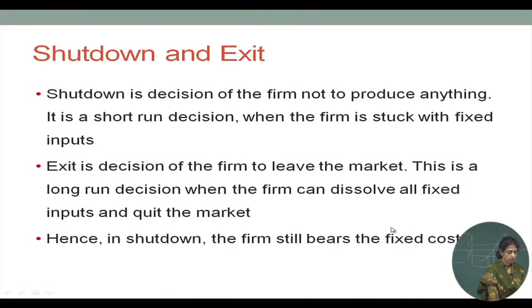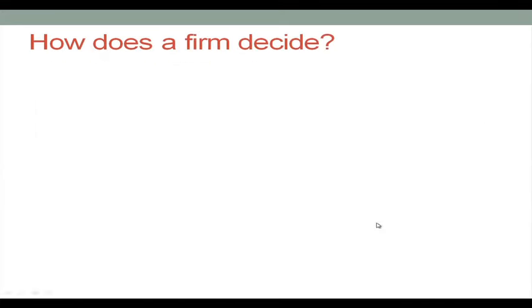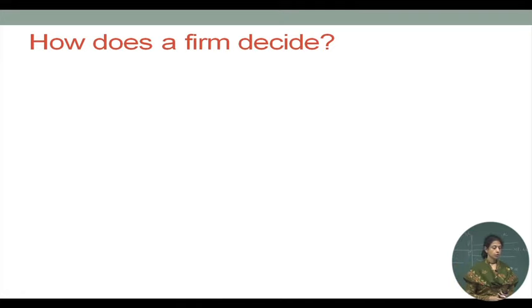Hence, in shutdown, the firm still bears the fixed costs. In case of exit, all costs are zero. But this cannot happen in the short run. This happens in the long run. So how does a firm decide whether it should shut down or not, or whether it should exit or not?